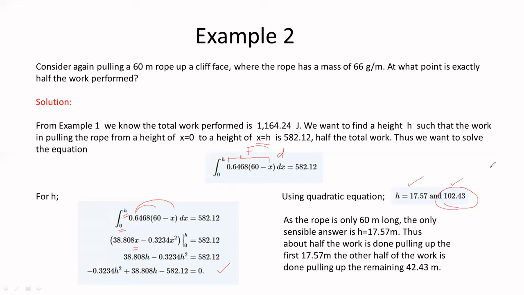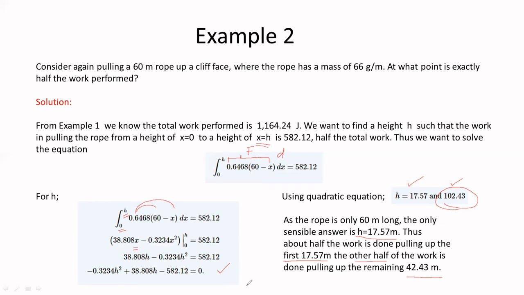Let's say you did not assume that your cliff is 60-meter high. It's impossible to have a displacement of 102.43 for one end of your rope, because your rope is only 60 meters long. So as the rope is only 60 meters long, the only sensible answer is this one. The h is 17.57 meters. Thus, about half the work is done in pulling up the first 17.57 meters. The rest of the 60-meter rope, which is 42.43 meters long, will require the other half.